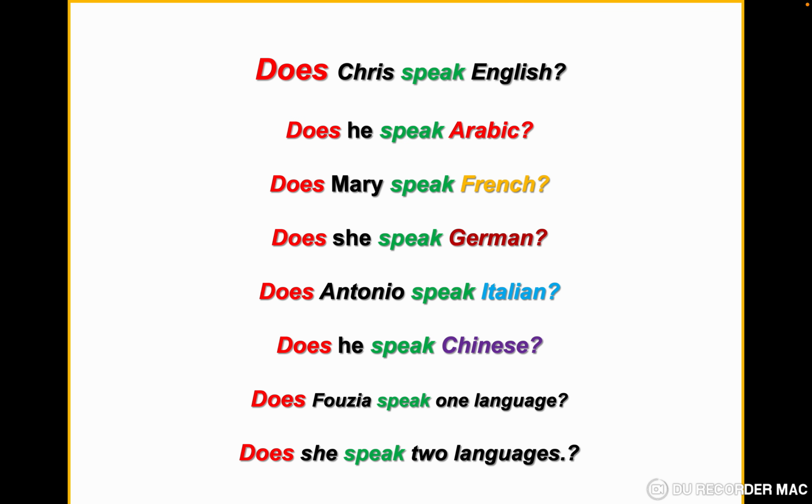Does Chris speak English? Does he speak Arabic? Does Mary speak French? Does she speak German? Does Antonio speak Italian? Does he speak Chinese? Does Fuzia speak one language? Does she speak two languages? So the same, in the negative form or in the question form, the verb doesn't take s with he, she, it. Remember this rule. Let's see more examples.